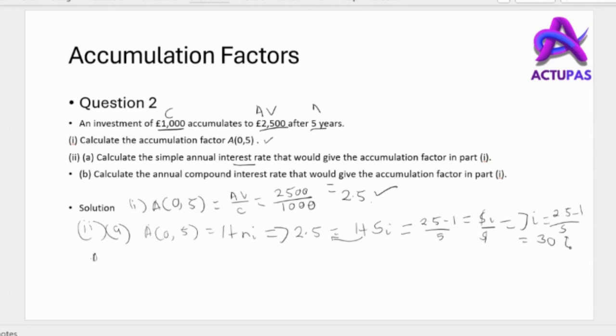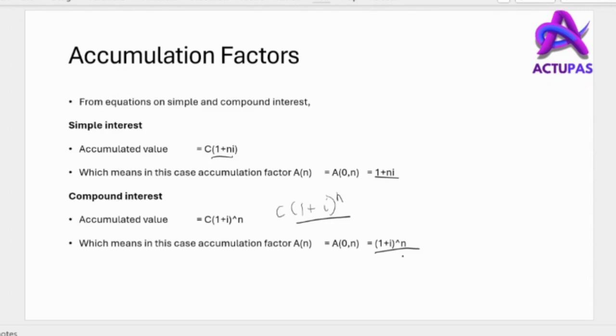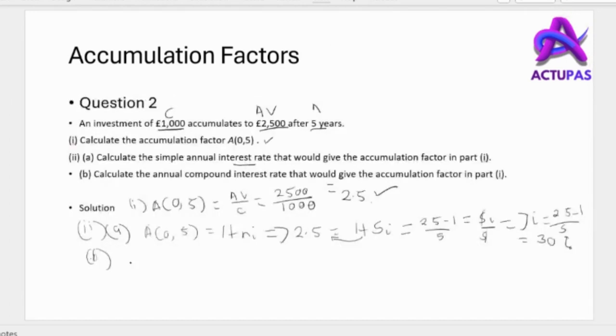Then B with compound interest. For compound interest, we know that the accumulation factor is 1 plus I to the power of N. So here it becomes A(0 to 5) is equal to 1 plus I to the power N. And A(0 to 5) from above, we know is 2.5, which is equal to 1 plus I to the power N, where N is 5. Sorry, N is 5, this is 5 years.